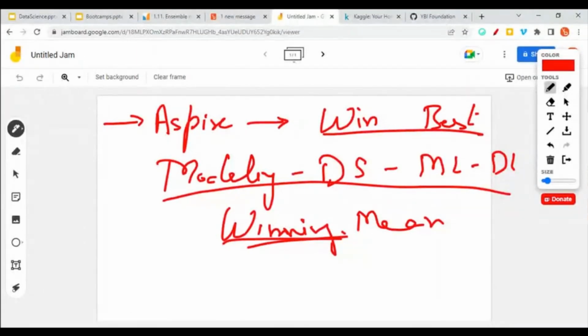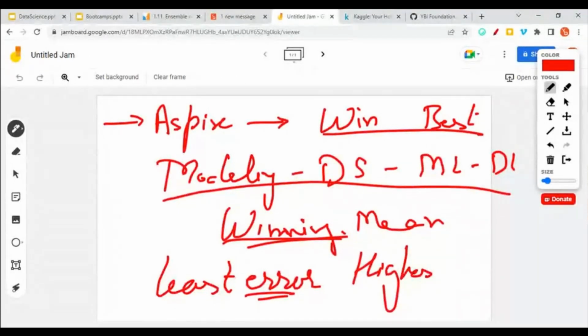So winning means having the least error, right? Or the highest accuracy. That is the ultimate objective we have, the least error or the highest accuracy. The winning in competition means the least error and the highest accuracy. So my question is, ki kya main sahi hun? Am I right or am I partially right?